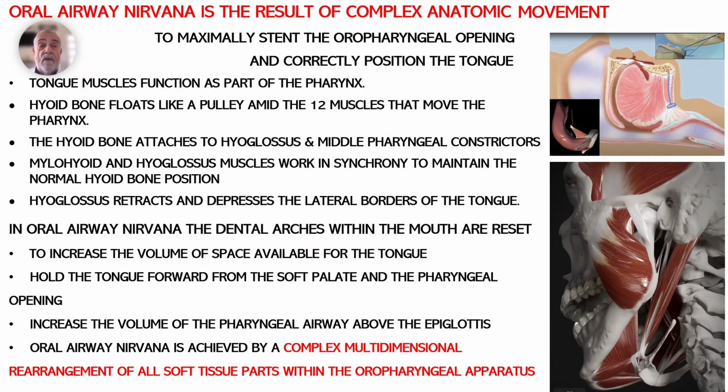In oral airway nirvana, the dental arches within the mouth are reset to increase volume of space for the tongue. Hold the tongue forward from the soft palate and pharyngeal opening. Increase the volume of airway above the epiglottis. Oral airway nirvana is achieved by a complex multidimensional rearrangement of all soft tissue parts within the oropharyngeal apparatus.